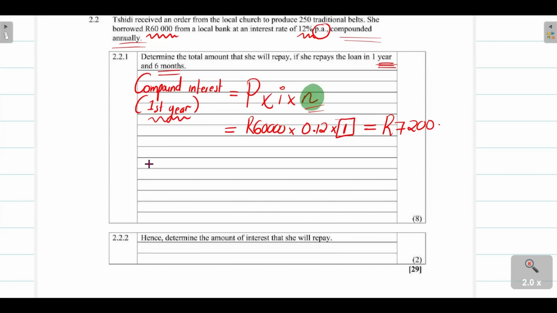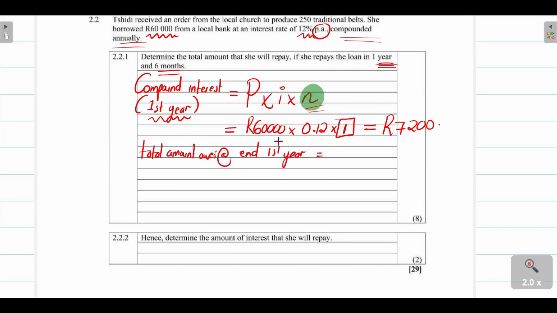Now, again, we need to continue. Before we continue, we need to get the accumulated amount, or maybe you can use a simpler term, the total amount that she owes at the end of the first year.